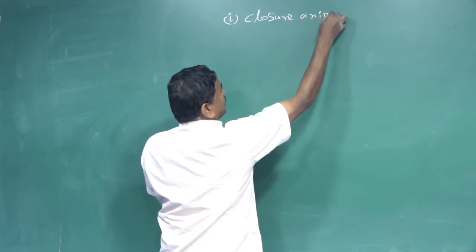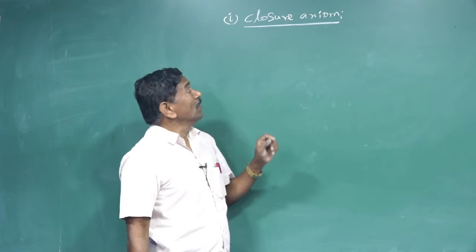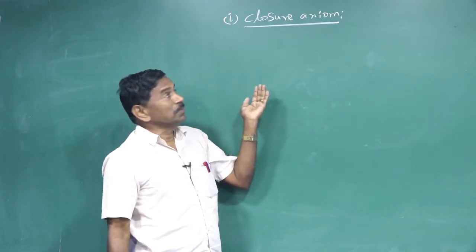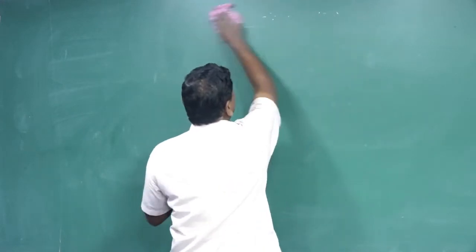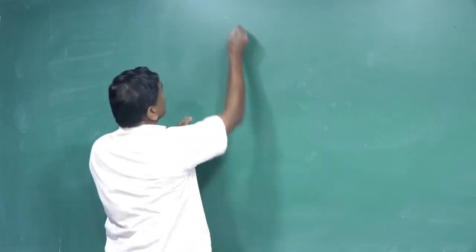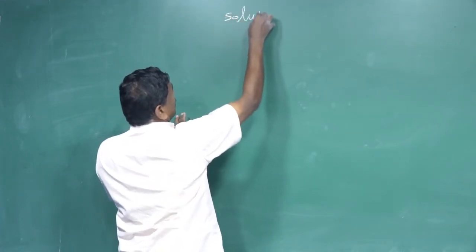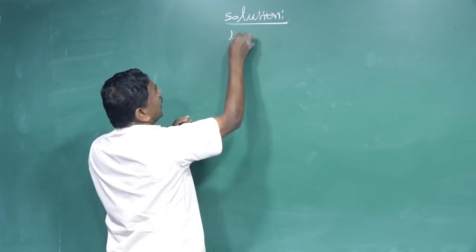Closure axiom. Before the closure axiom, let us select the elements. That is important. Listen, the sum is already explained. Now the solution. Listen carefully.